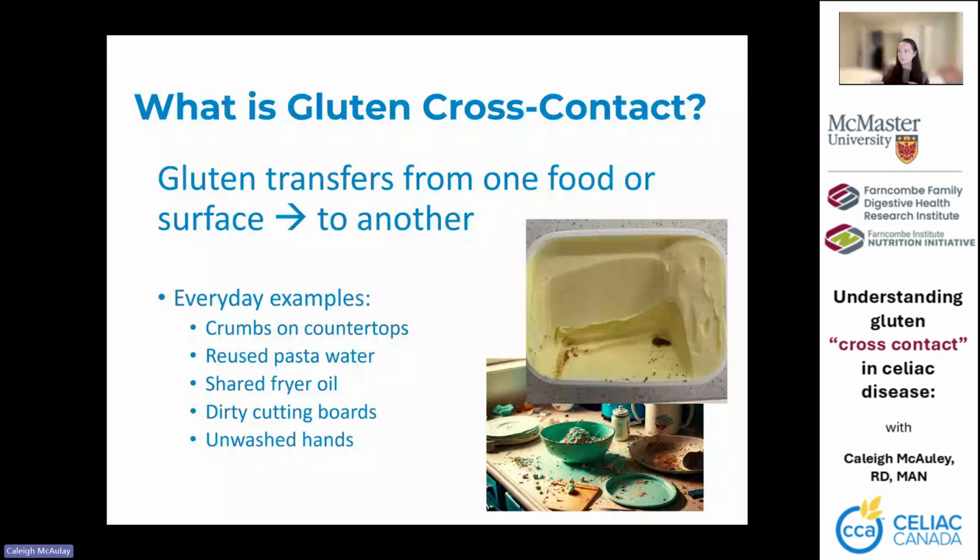So you can see here I put up some visual examples, and you can see that visible crumbs are in butter, which is a common example of cross-contact. It can happen in other condiments too, like peanut butter or jam. And then, of course, a messy countertop with clearly lots of visible crumbs.